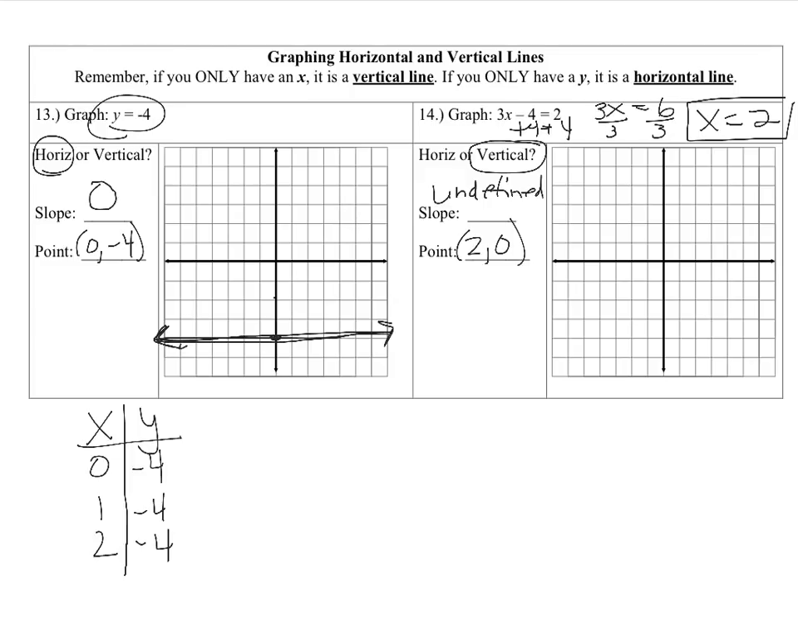So I'm going to go to the right 2. And no matter what, since x has to be 2, I'm going to have to go to the right 2 every single time, right? So if I have the ordered pair 2, 1, or 2, 2, or 2, 3, think about where all those ordered pairs are. They all stack upon each other. And so vertical lines have no slope, so we say it's undefined, and it goes through the ordered pair 2, 0.